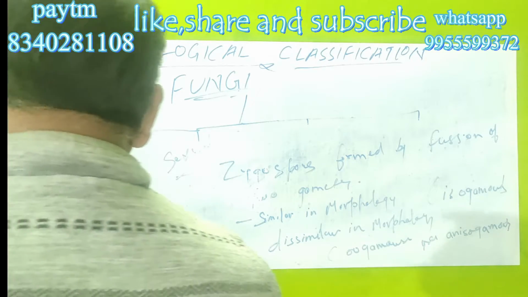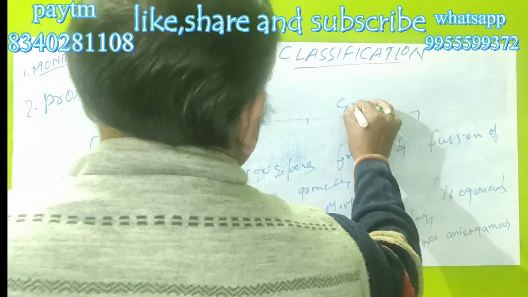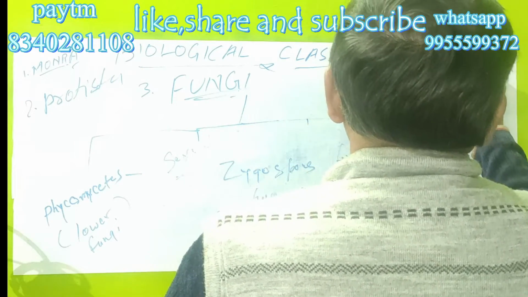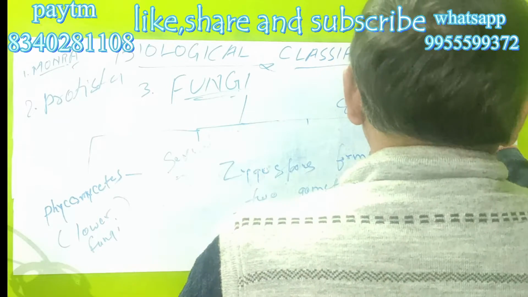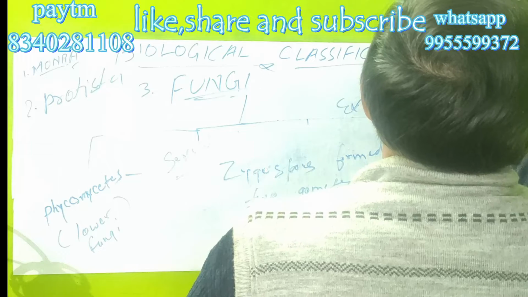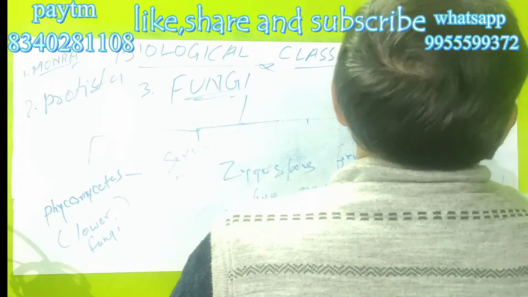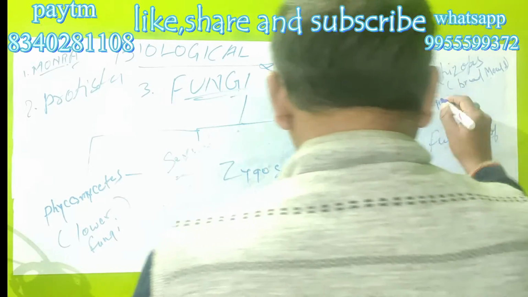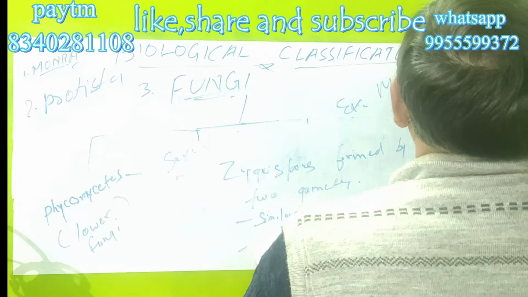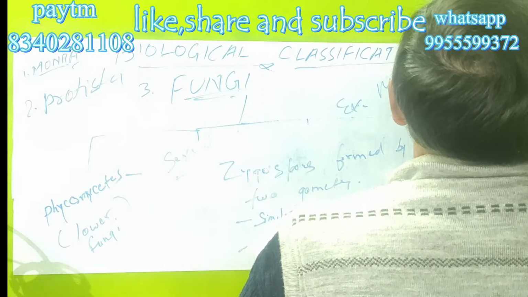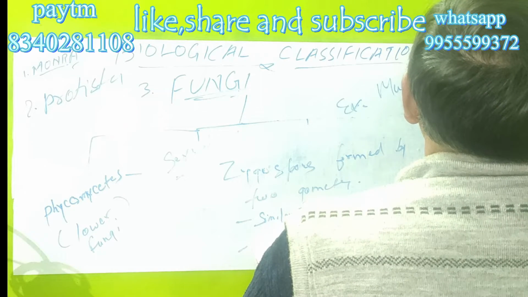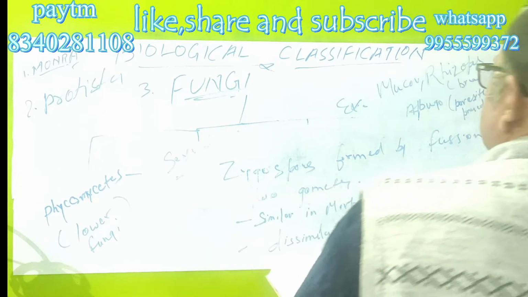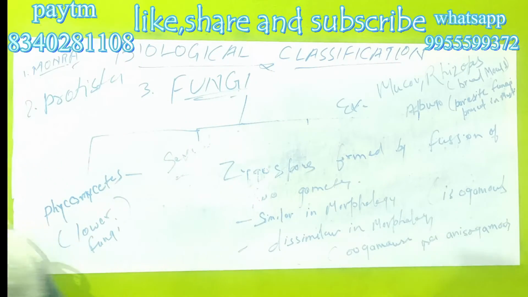And some examples are Mucor, Rhizopus, that is bread mold, and Albugo, that is a parasitic fungus present on mustard leaves. So this is about phycomycetes.